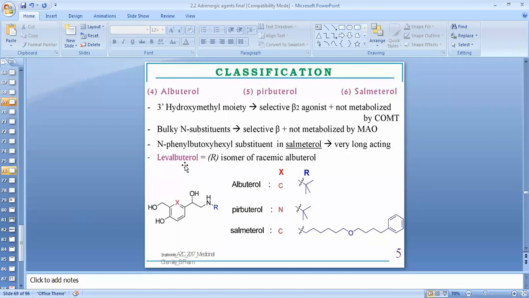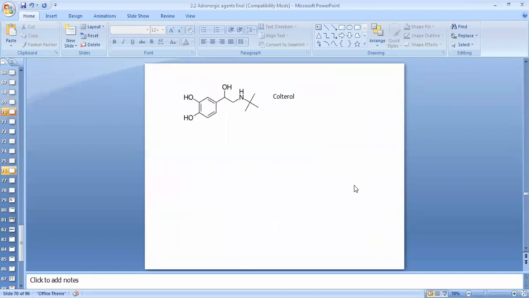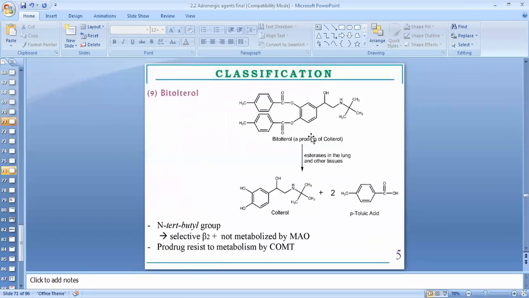And the next drug is levalbuterol, which is the R isomer of racemic albuterol. This albuterol is going to have its R isomer, and the name of that R isomer is levalbuterol. Now, the next drug is bitolterol, which is selective beta 2 because it is not metabolized by monoamine oxidase. And this is a prodrug which resists metabolism by catechol O-methyl transferase.